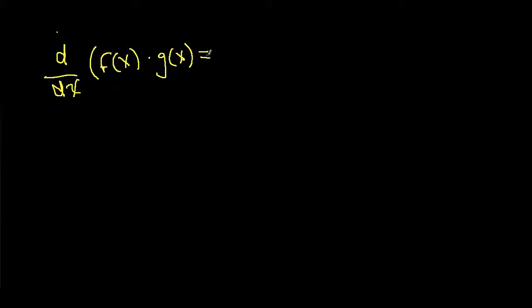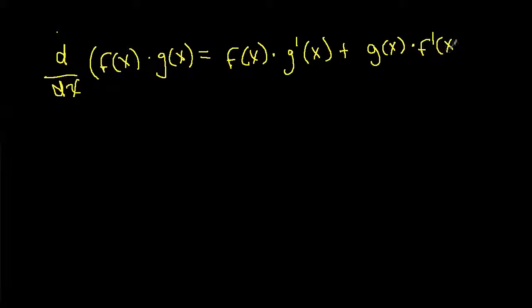The derivative, we'll call d dx of the product of two functions, we'll label f of x and g of x, is equal to f of x times g prime of x plus g of x times f prime of x.